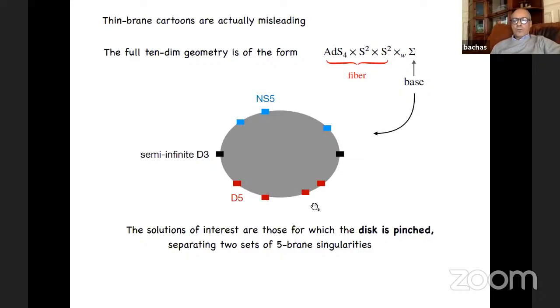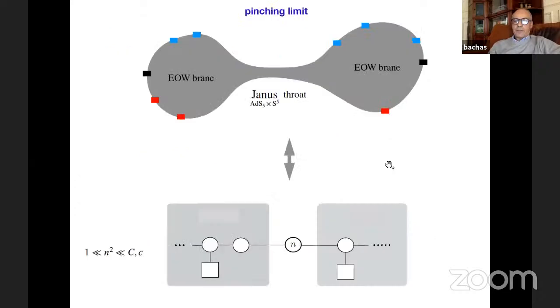Now, the solutions that are of interest for what I'm trying to get to, namely two weakly coupled CFTs, two heavy end-of-the-world branes, if you want, communicating through a small bulk, correspond to simply pinching the Riemann surface so as to separate two groups of singularities. So the picture is here. You are pinching the disk. Then you can think of this as one end of the world brane. The other one is the other end of the world brane. And the middle is AdS5 cross S5, or as I will say in a minute, more precisely, Janus throat.